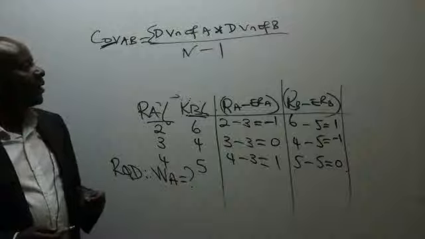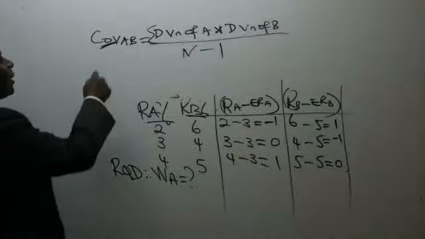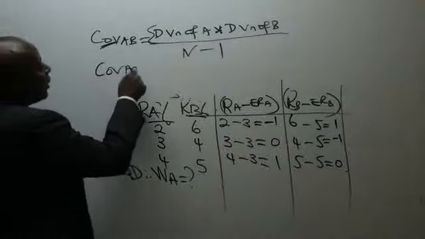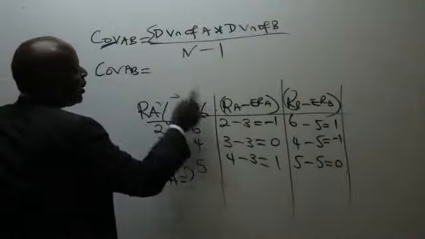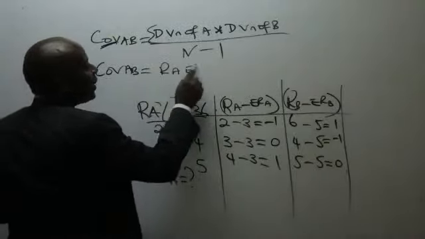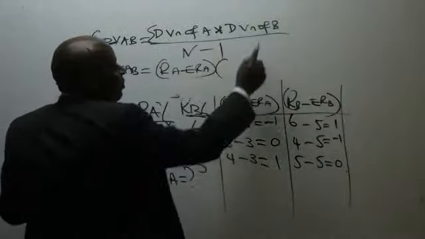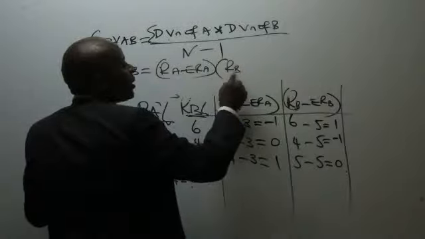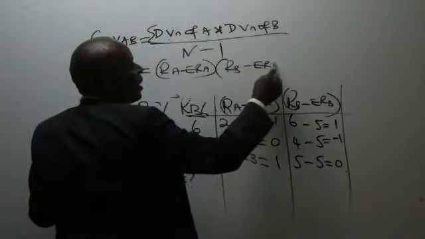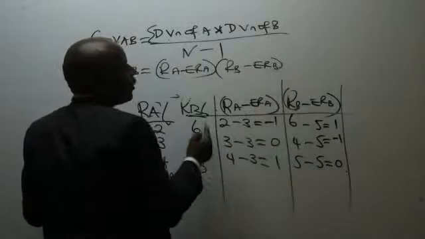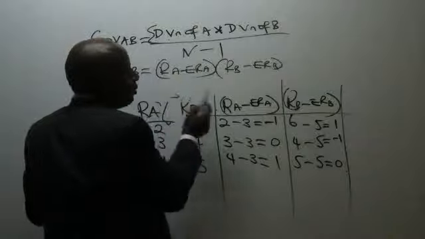Great. So what this would mean is this. Do we have the deviation of A? It is here. It is RA minus ERA. And do we have the deviation of B? The deviation of B, we already have it. It is RB minus ERB, right? So first of all, I would want us to take care of this formula.